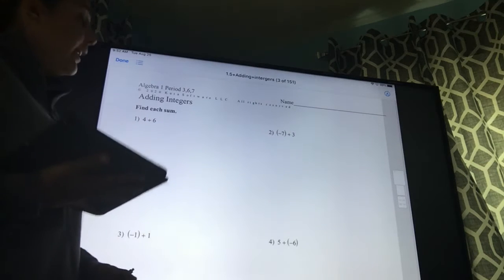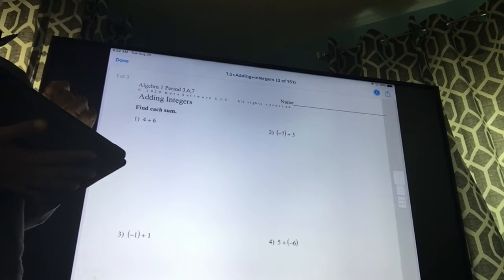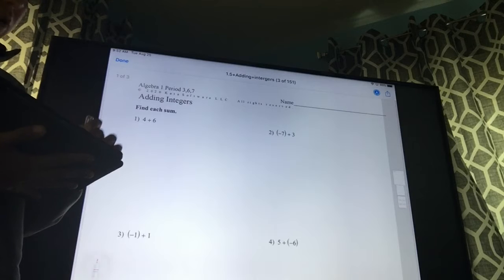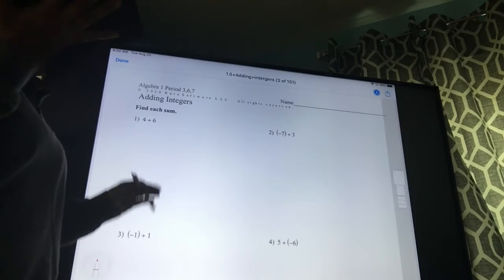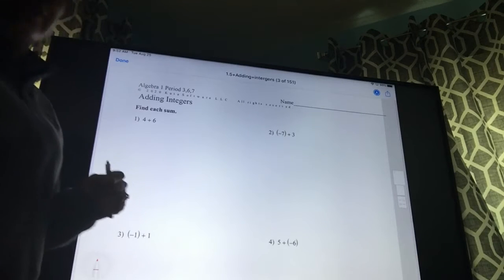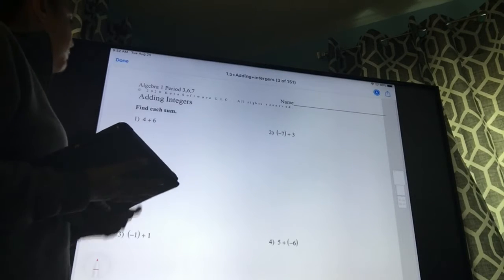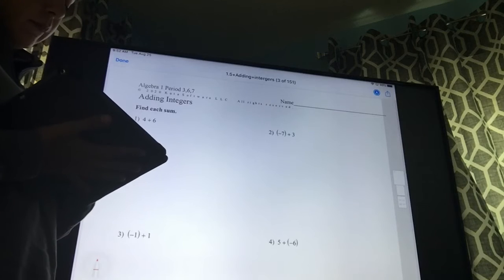Okay, so adding integers. We already know that integers, I don't want to say are whole numbers, but they're whole numbers. They can be positive or negative. And then we're going to work on adding some decimals and fractions today. Okay, so the first one's fairly easy. 4 plus 6 is 10.